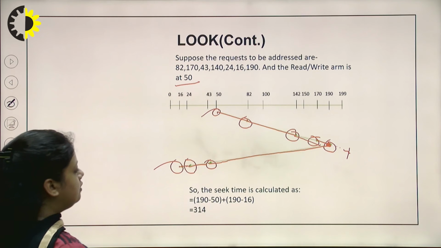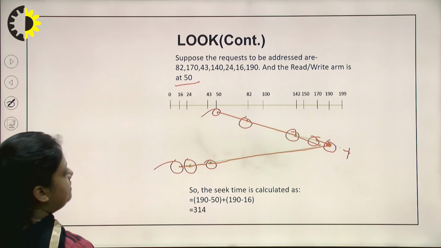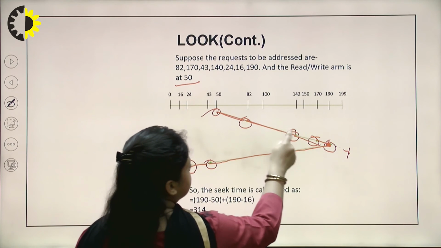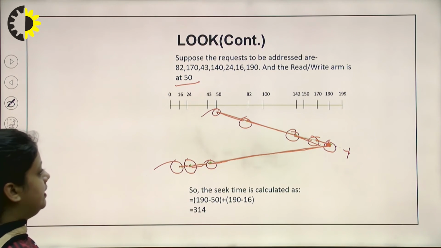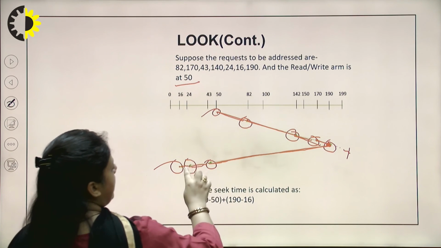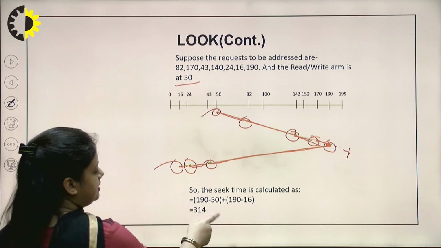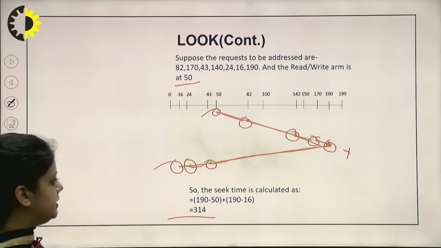And then we can calculate the total head movement, or the seek time, that is the sum of all these distances. We can also calculate it directly: that is 190 minus 50 plus 190 minus 16. This is the total head movement, or we can say the total seek time.